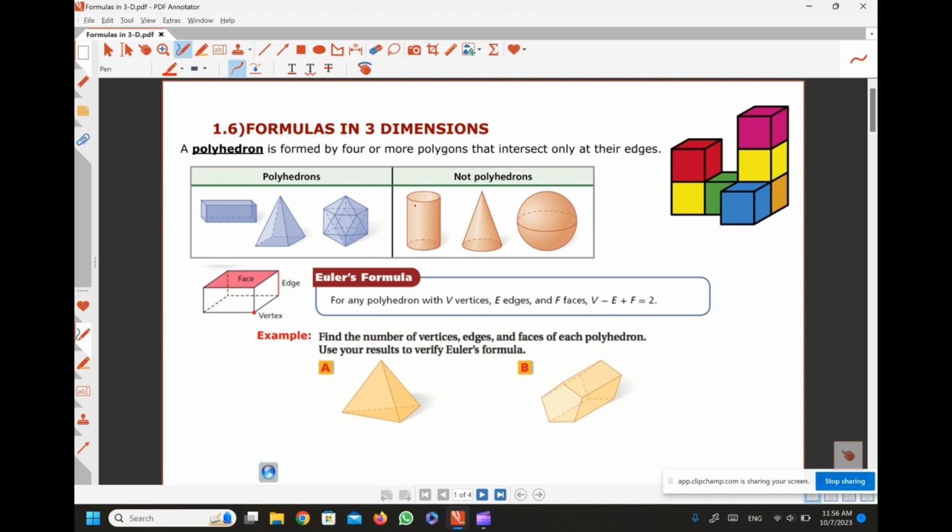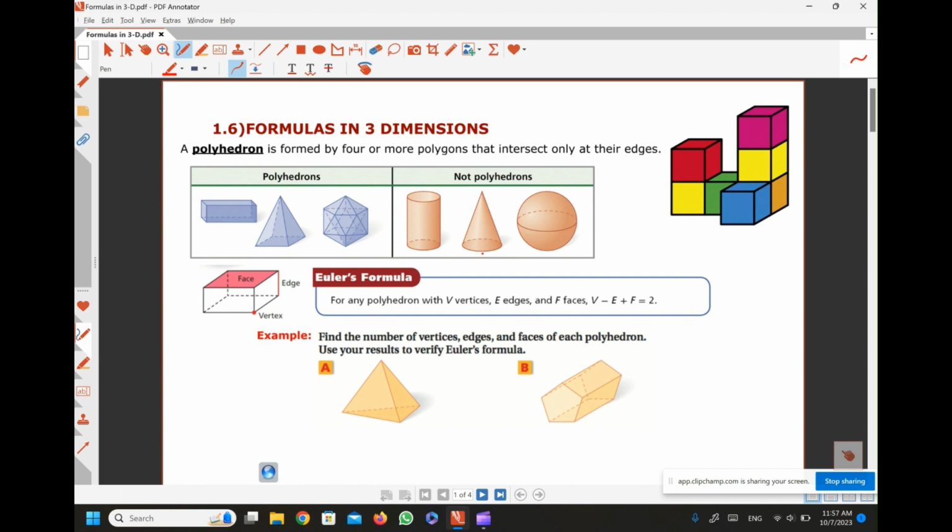Hello guys, this video is about formulas in three dimensions. We will be talking about three-dimensional figures, the solid figures. And this is chapter 1, section 6, talking about polyhedrons. Polyhedrons are three-dimensional figures formed by four or more polygons that intersect only at their edges.